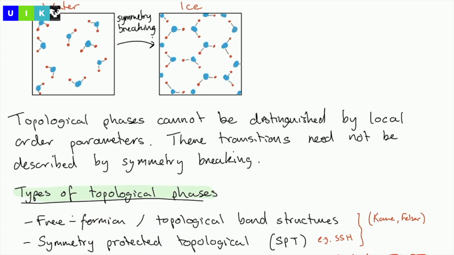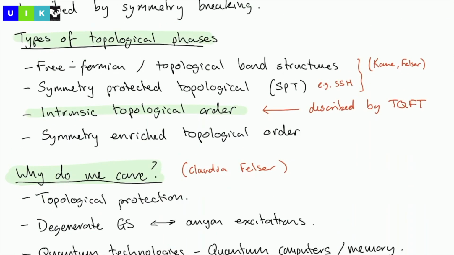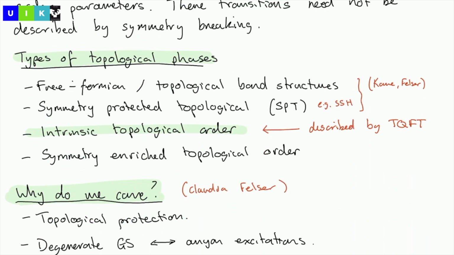Topological phases, on the other hand, cannot be distinguished in this way. We do not have these local order parameters, and we need not have symmetries to define the phase or have symmetry breaking between different phases. Now, this is quite general. There are different types of topological phases, things that go beyond this simple picture. And this list is not exhaustive, but they're kind of the broad strokes of the cases that we can have.